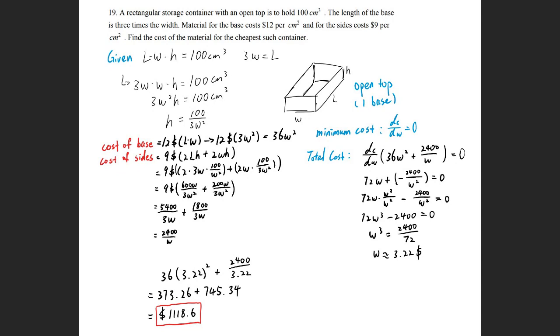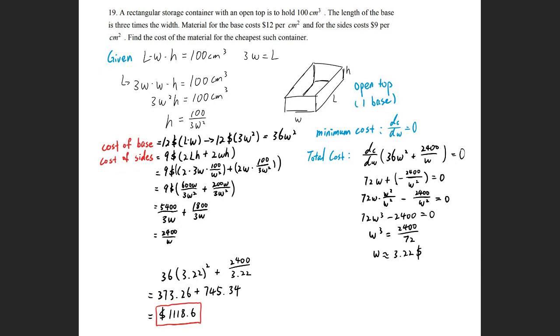So if we want to minimize the cost, we have to take the derivative. So I take the derivative of 36W squared plus, I mean, 2,400 over W, and set it equal to 0. And the result for W, I got 3.22, and I substitute 3.22 into the equation, and I got $1,118.06.